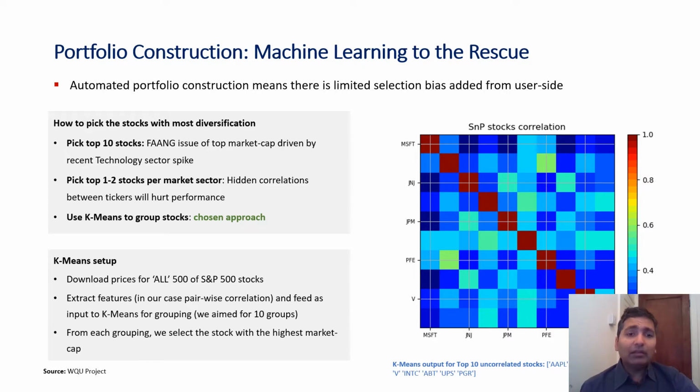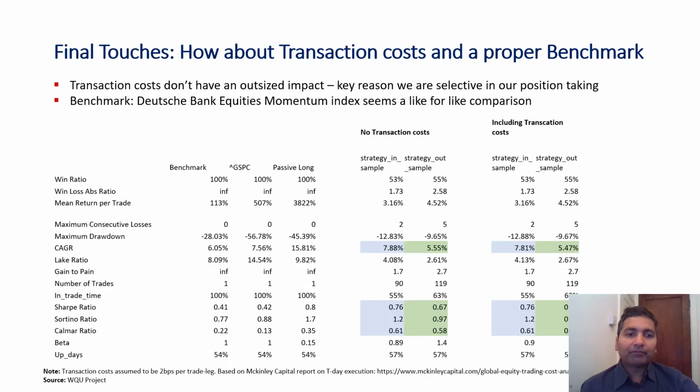And we use one of them, which is K-means. What we did was we picked the prices from all S&P 500 tickers. We extracted the features, which was pairwise correlation. And from each grouping, we selected the stock with the highest market cap. And the results on the right hand side is basically the pairwise correlation of the 10 tickers across 10 groupings. So there's not many which have greater than 0.5 correlation, which is quite encouraging because these are top market cap stocks picked using machine learning and with low correlation amongst each other, which should hopefully give us different types of positions to pick for our trend following strategy.